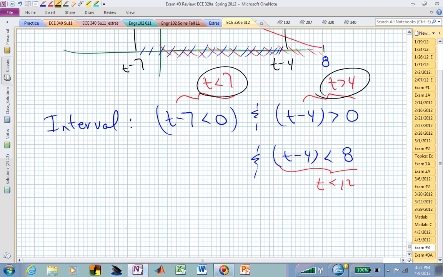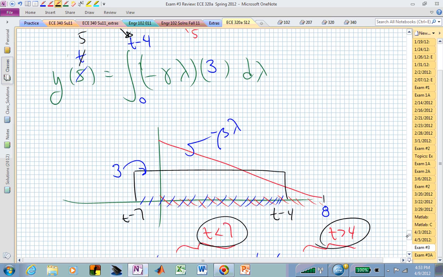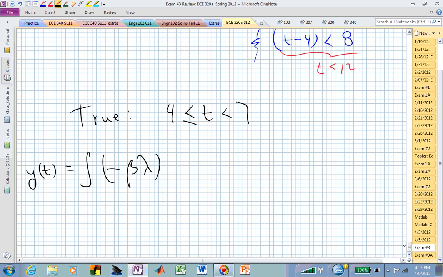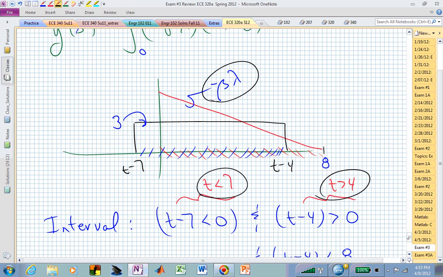So this picture is true for t between 4 and 7. And now what do the limits look like? This is now y of t is equal to, it's minus beta lambda. That was the functional form of your h of lambda. Your x was constant, that was 3 d lambda. And now what are your limits of integration? Is that 4 to 7?